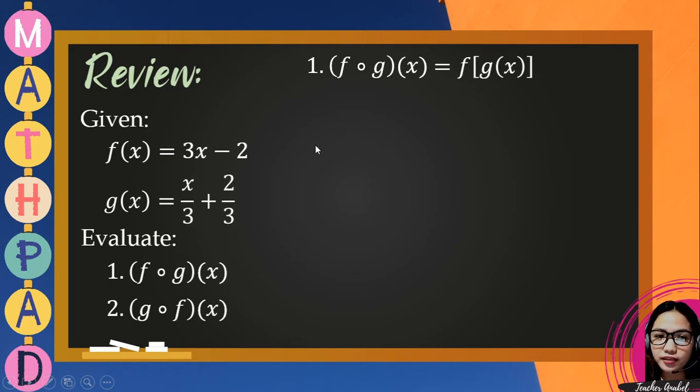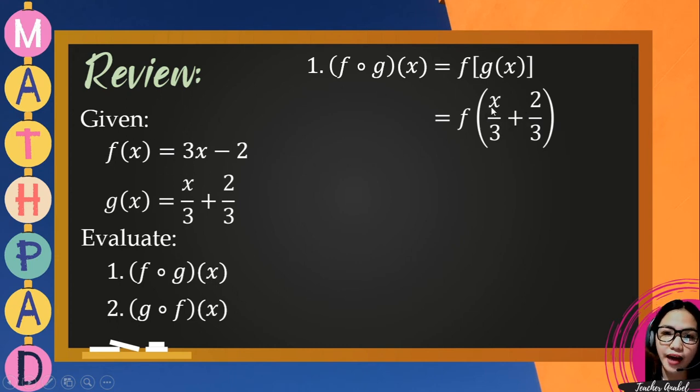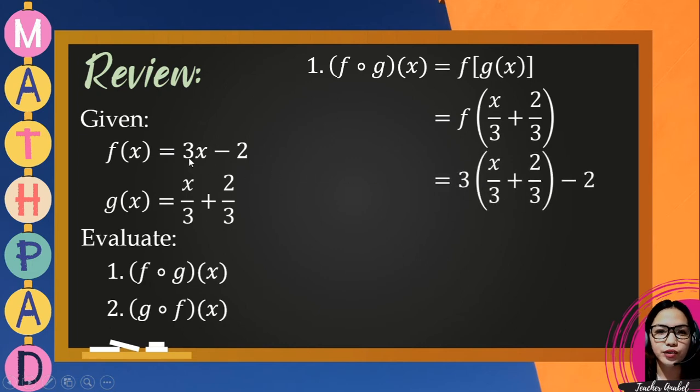G of x natin ito. So we have this one. And then, find f of x by plugging x over 3 plus 2/3 into x. So we have this. Okay? So yung 3x minus 2, we plug g of x into x.